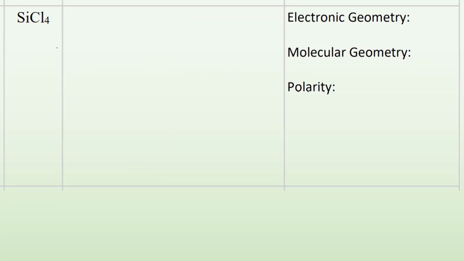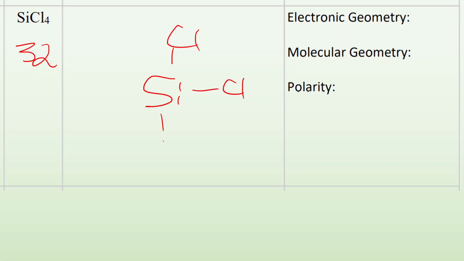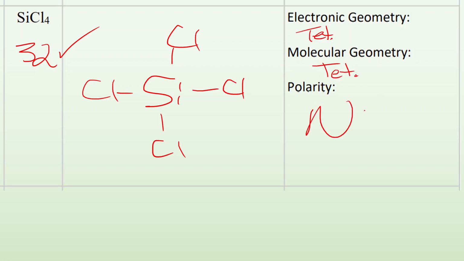SiCl4 has a total of 32 valence electrons. So I put Si in the middle. I make the 4 bonds to the chlorines. I finish the octet on the chlorines, which I'm going to omit showing, which is now I've done all 32 of my valence electrons. So electronic geometry around Si is going to be tetrahedral. The molecular geometry is the same because there's no unshared pairs of electrons. We have a very symmetrical molecule, so it is a nonpolar molecule.